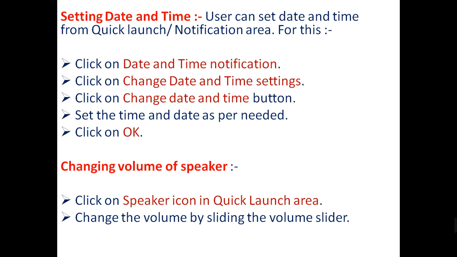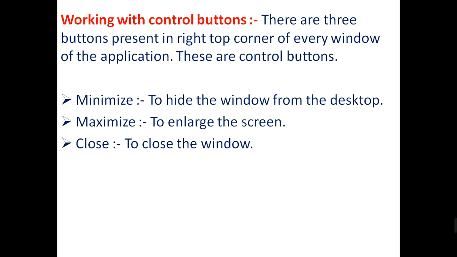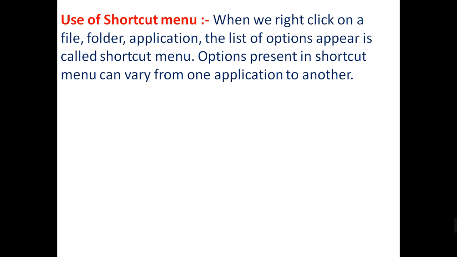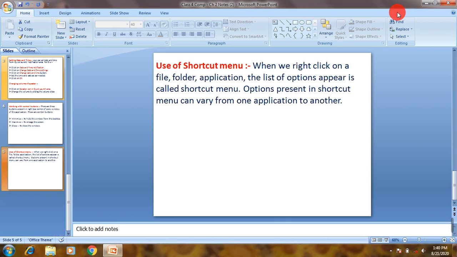Now the next one will be setting date and time. Next will be changing volume of speaker, working with control buttons. And in the last, I am going to show you how to create shortcut for different files or application or folders on the desktop. Here shortcuts means icons, so that you can open that file, folder or application from the desktop. So now let us move back to the desktop.